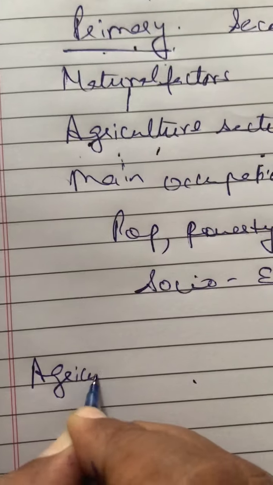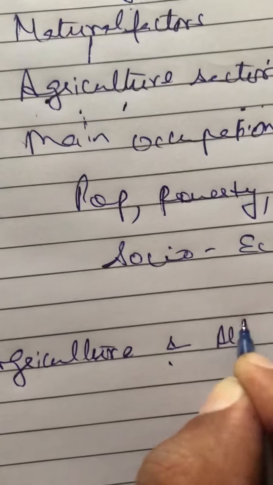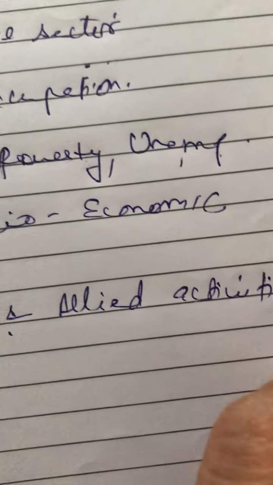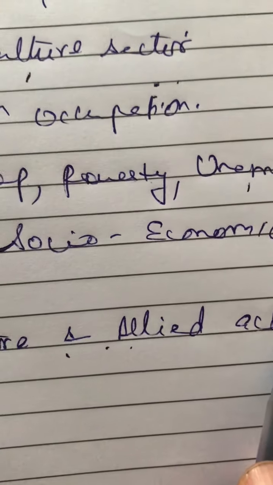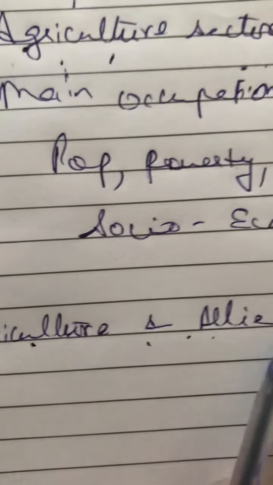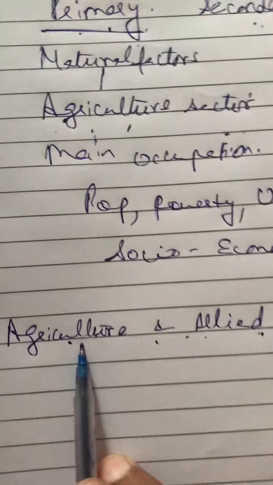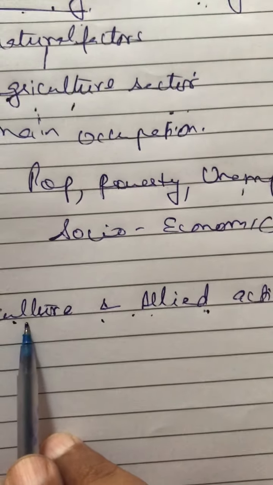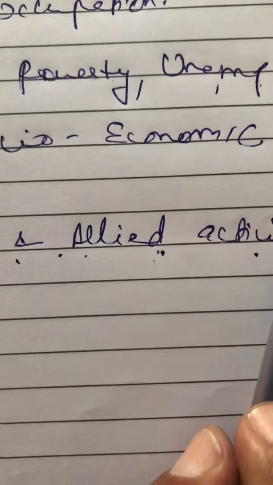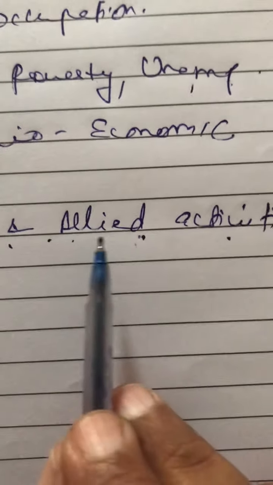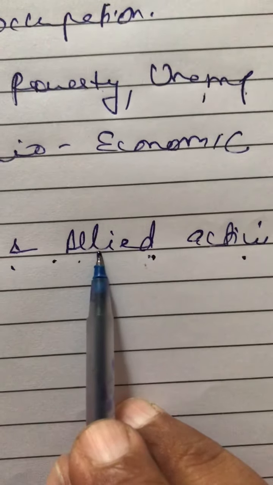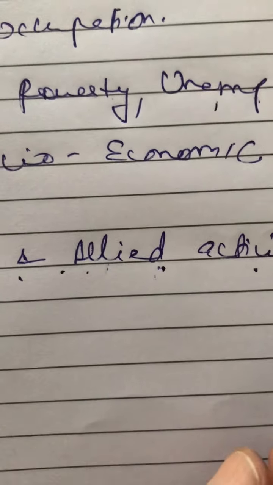There are two words. The first word is agriculture and the second word is allied activities. Now, what do we mean by allied activities? Allied activity means those activities which are dependent upon agriculture directly or indirectly to generate their livelihood, to earn their income. For example, fishing, poultry farm, animal husbandry. These are all examples of allied activities.